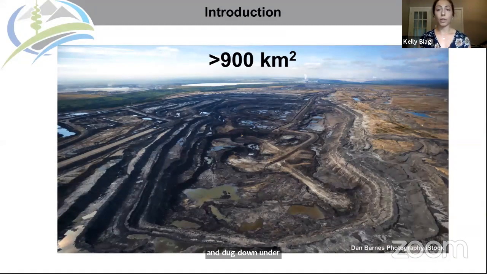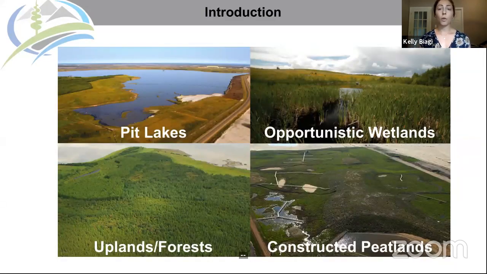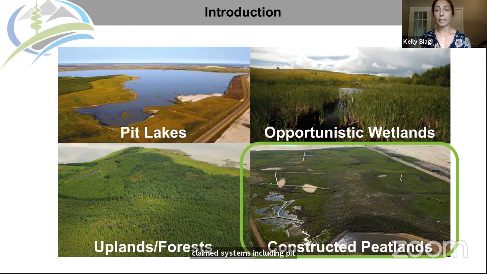By law, these oil companies are required to reclaim the land back to equal functioning capability. And the goal behind this reclamation is to create a mosaic of different ecosystems that will work together so that water can be eventually released back to the Athabasca River. Some of these reclaimed systems, including pit lakes, forests, and opportunistic wetlands, have existed for many years, while constructed peatlands are relatively new to the reconstructed landscape, and only 2 exist in this region to date.